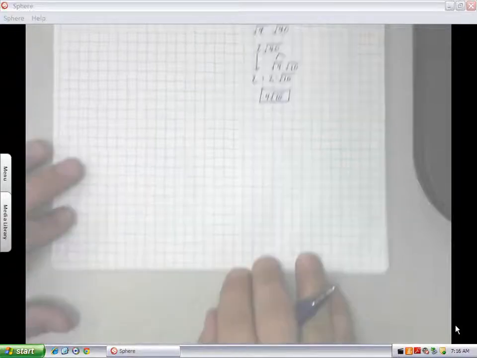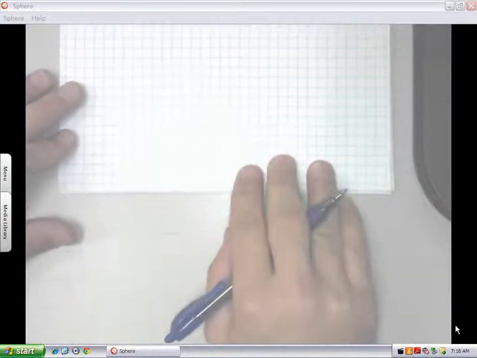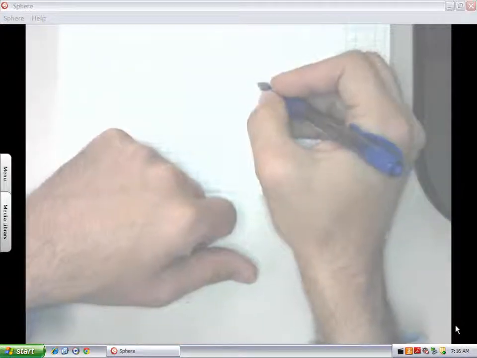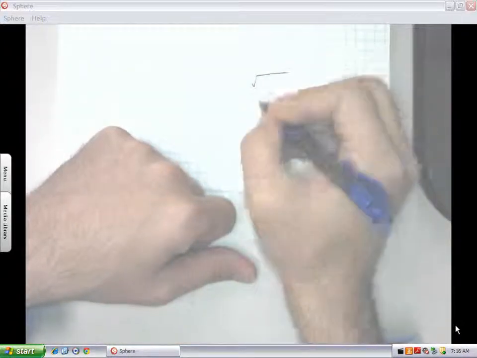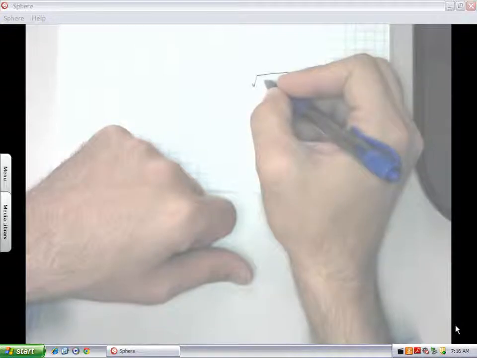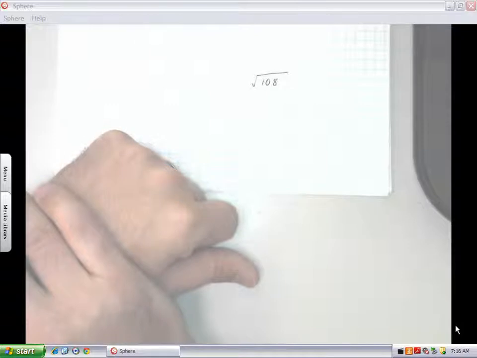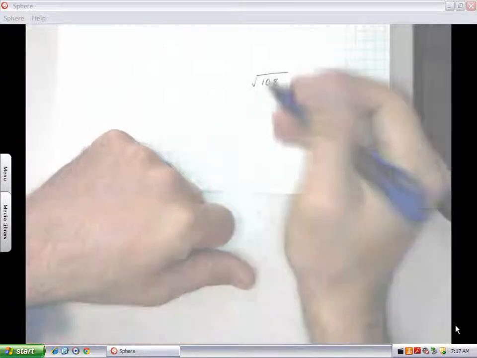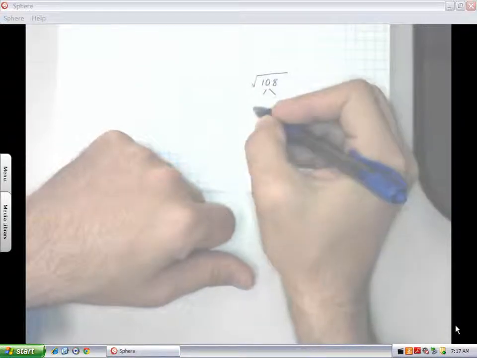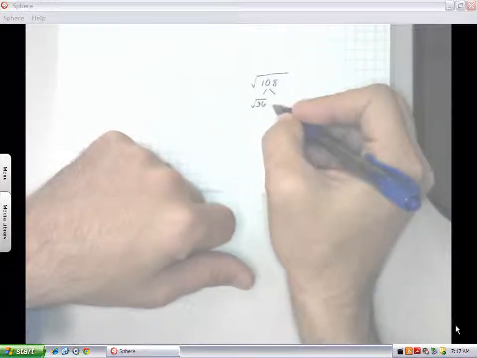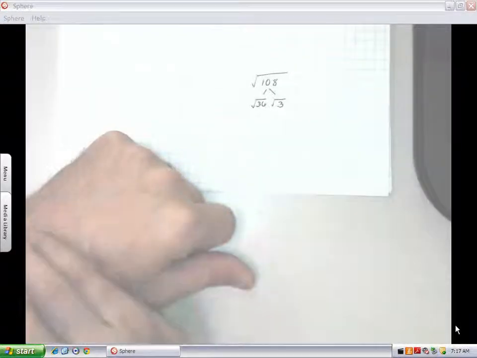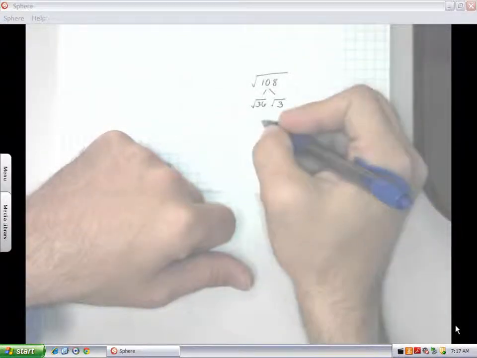So let's try one more using this idea. I can try the square root of 108. Looking for the biggest perfect square that goes into 108. I know that 9 goes into 108 12 times, but I think that there might be something bigger. I stumble upon the fact that 36 goes into 108 3 times. So that reduces to 6 radical of 3.